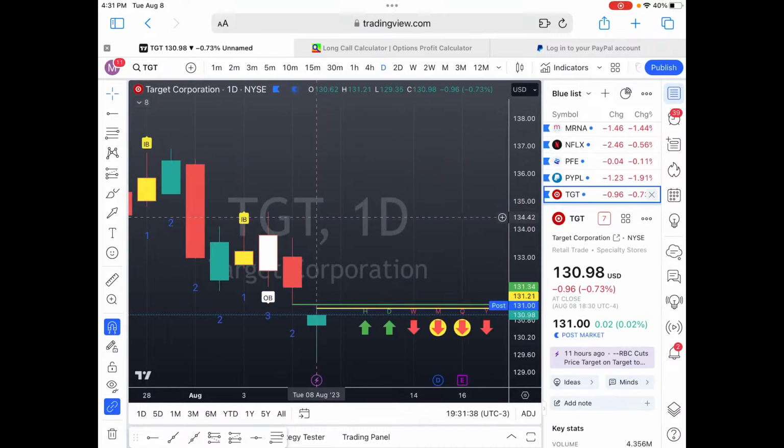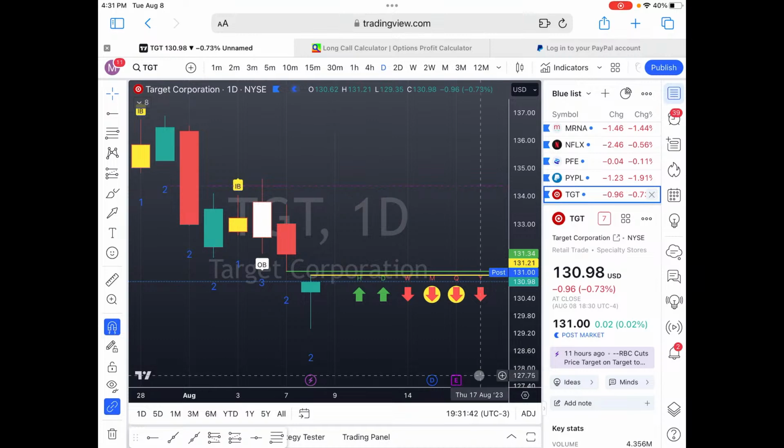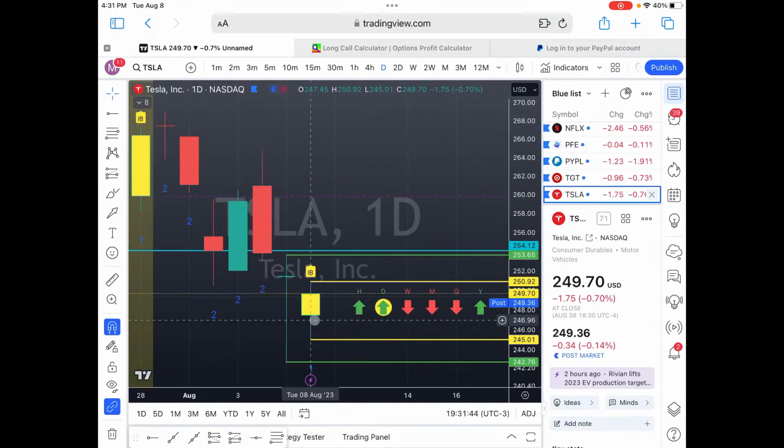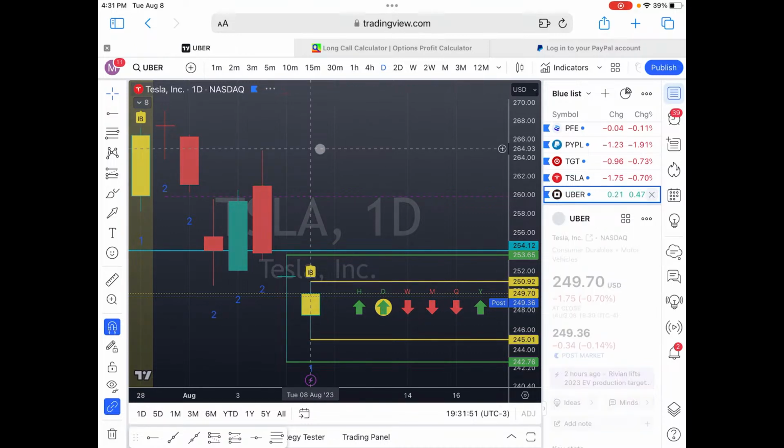Target, 2 down green, hammer candle. We're going to look to take this back up. Calls at 131.21. Tesla stuck in an inside bar today, calls at 250.92, puts at 245.01.